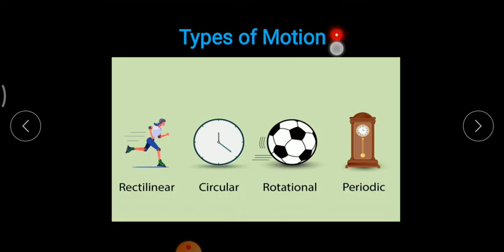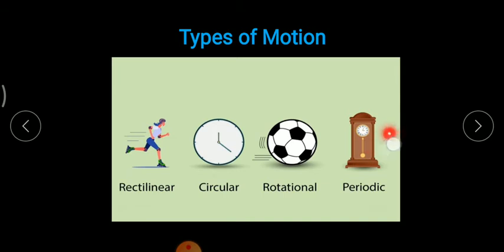Now there are different types of motion, as you can see. First one, rectilinear motion, circular motion, rotational motion and periodic motion. Rectilinear motion means a simple straight motion, whereas circular motion means an object which is revolving or moving in a circular path. Rotational motion means an object which is revolving around its axis, whereas periodic motion means the to and fro motion of an object.